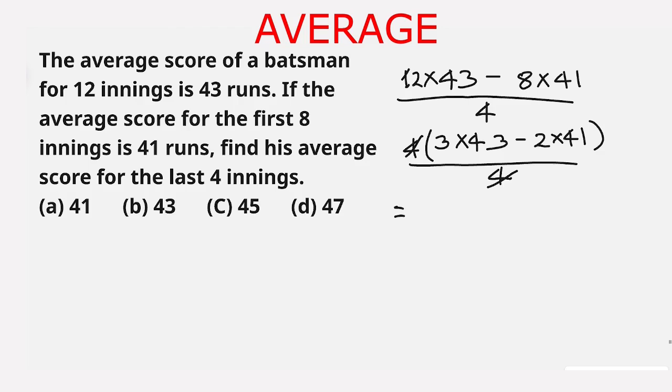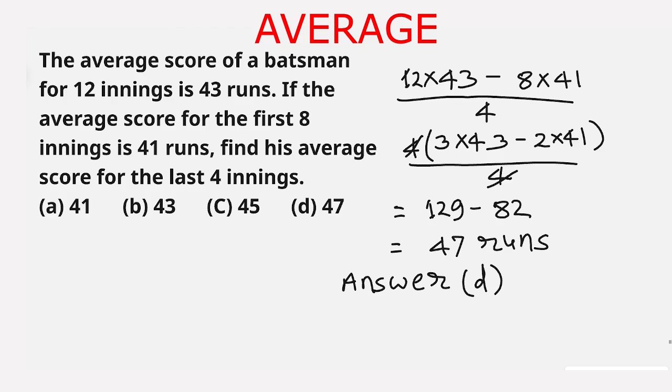This is equal to 3 times 43 is 129, minus 2 times 41 is 82, and 129 minus 82 is 47 runs. So the average score for the last 4 innings of the batsman is 47 runs. And from the given options, our answer is option D, 47 runs. I hope you have understood the method of solving such type of questions. We go to the next question.